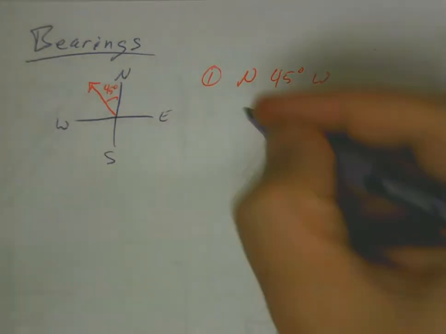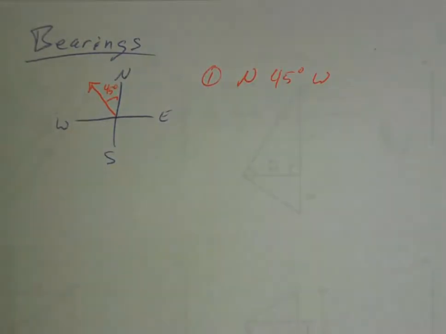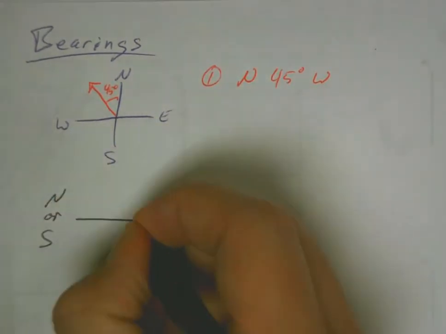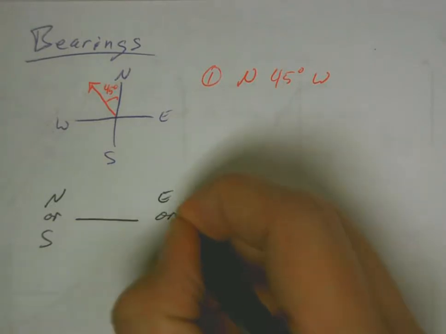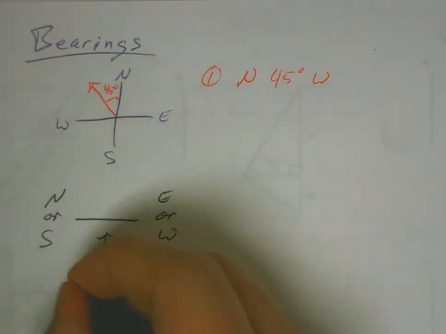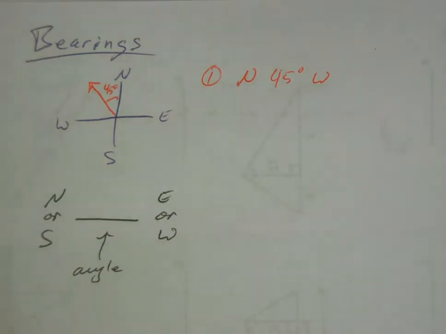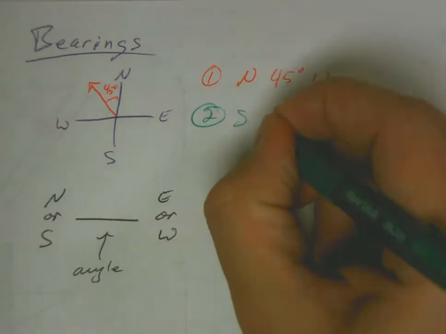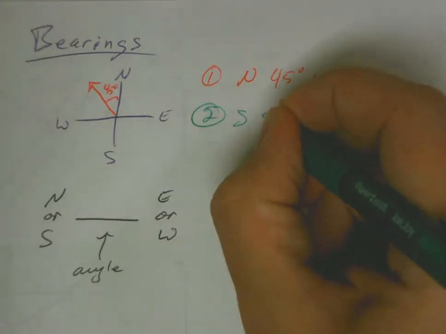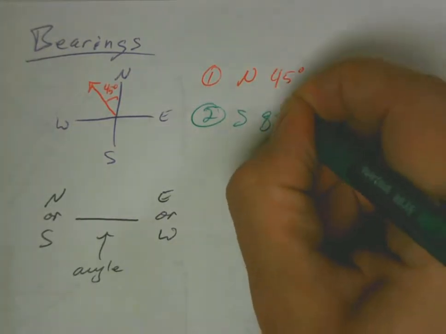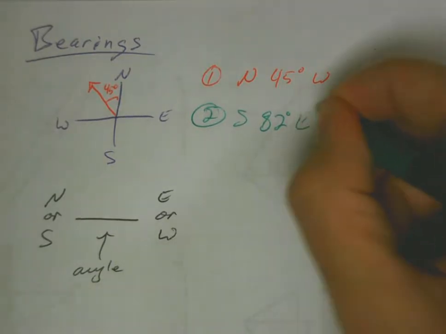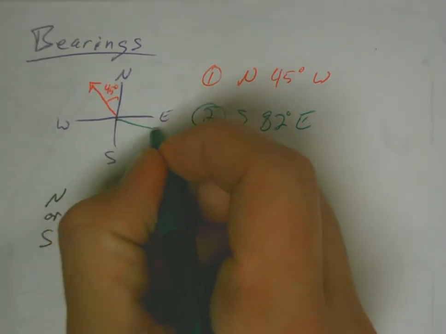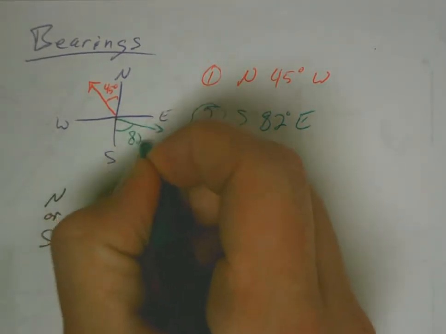You will always, always, always see north or south first. Banana phone. North or south, whatever angle, and then east or west. Okay, you put your angle right there. Cool. So say we had something like south 82 degrees east. Then I would go from the South Pole. Then I would go 82 degrees towards the east, such that there is my 82 degrees right there.